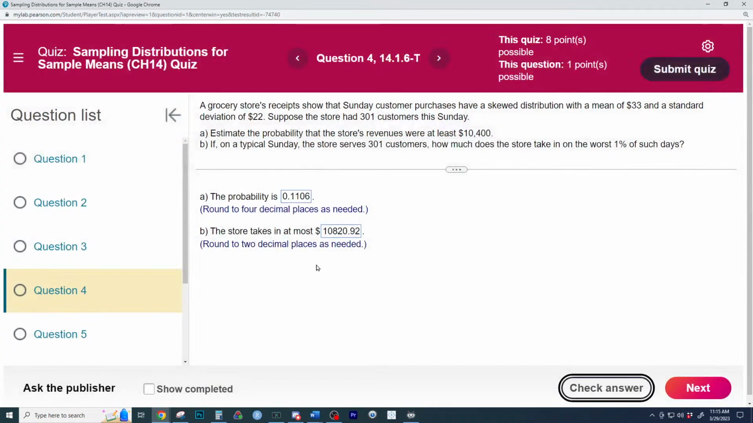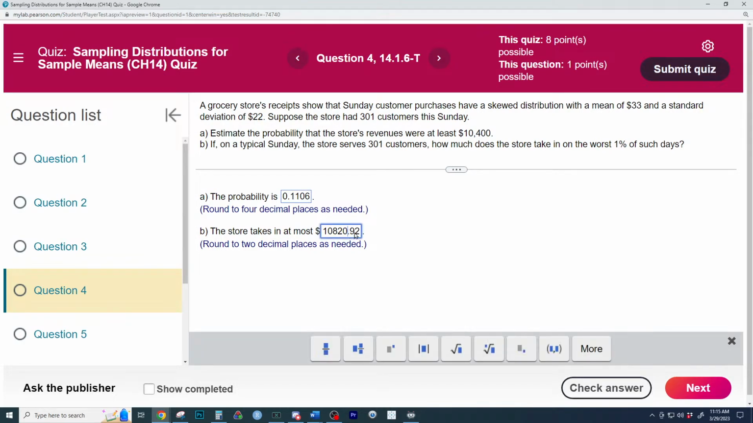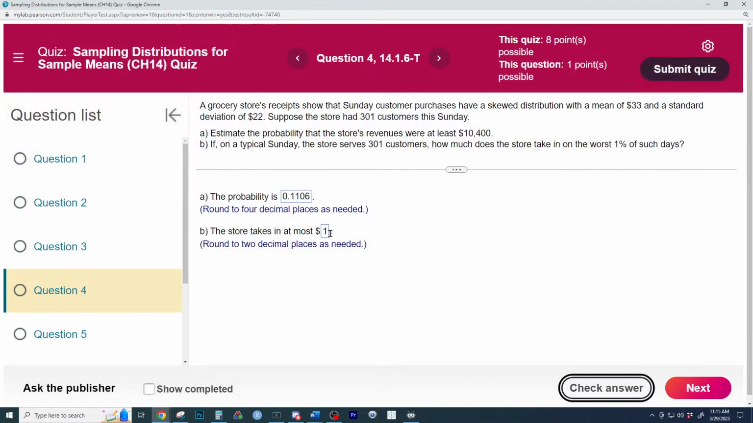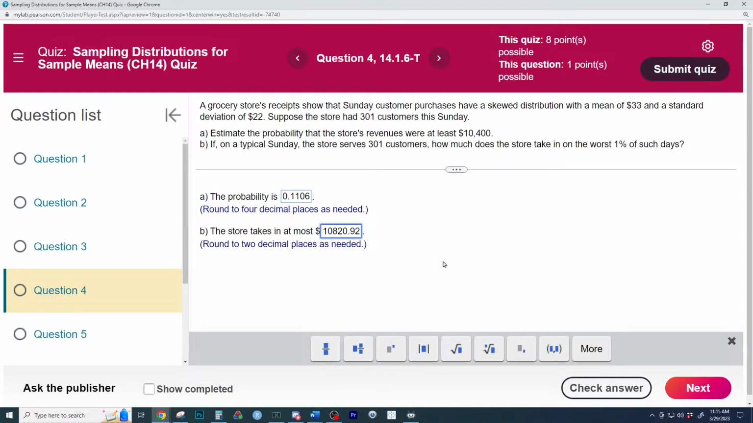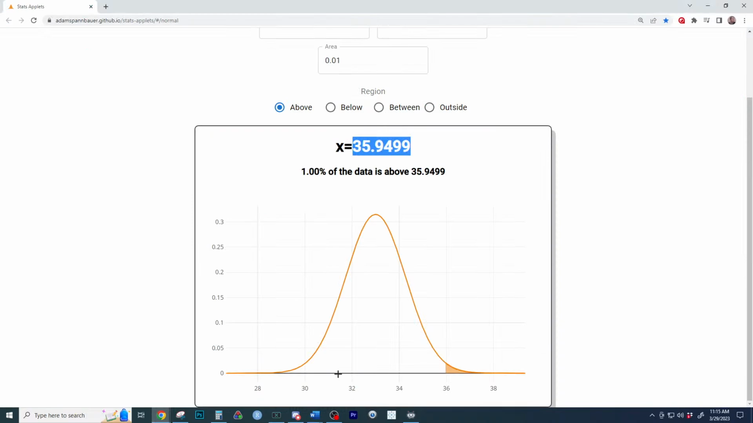We should, 50%? What did it say? 2 decimals. Well, you got to be kidding me. This one should be right. Check. Okay, this one's not correct. Uh-oh. Look at this. The worst 1%, not the best.